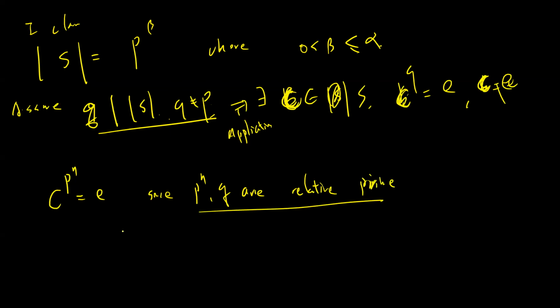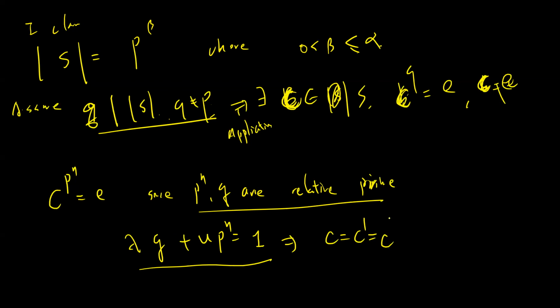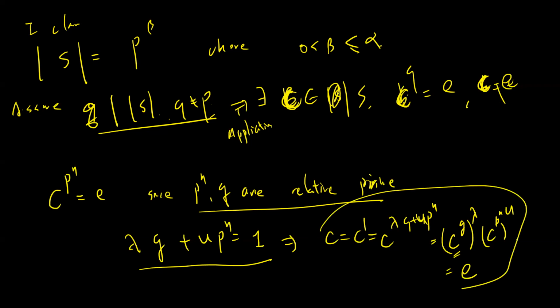So by the Euclidean theorem, you know that you can find some integers lambda and mu such that lambda Q plus mu P^n is 1. So now C is C^1, which is C to the lambda Q plus mu P^n. This is C^(Q lambda) times C^(N mu), and C^Q is identity, so C is identity, which is a contradiction. So that means no other prime numbers are allowed. So S must be P to the beta.